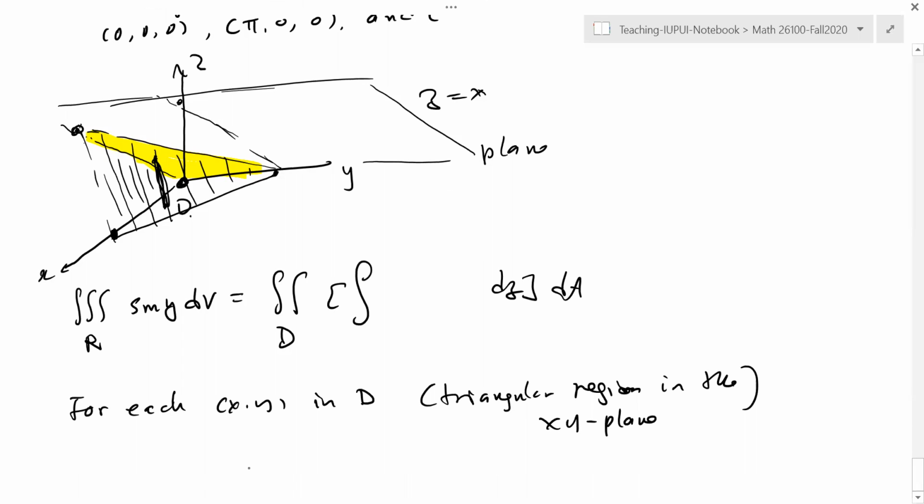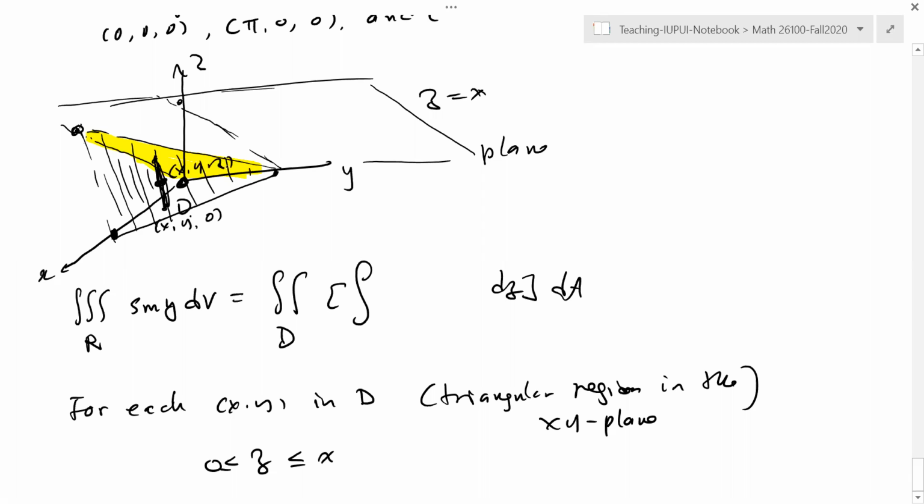The z actually is between the lower bound, which is 0, and the upper bound, which is already given. It's determined by a plane, so z is less than x. The plane is z equals x. So if you fix the point x, y, in a 3-dimensional space, you look at all the points on this vertical line.